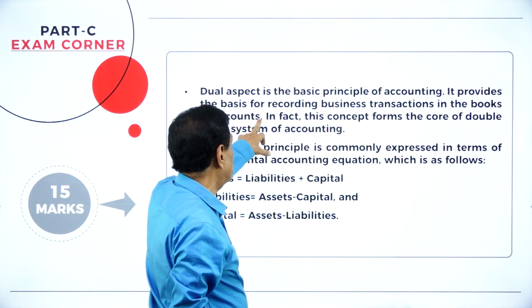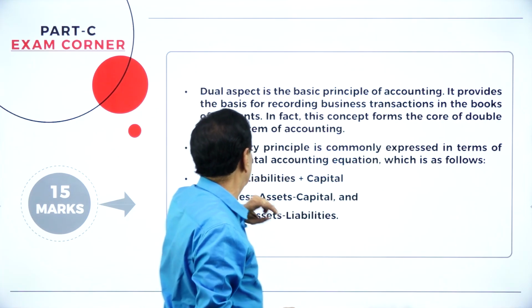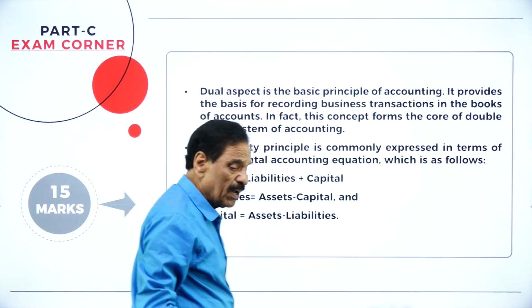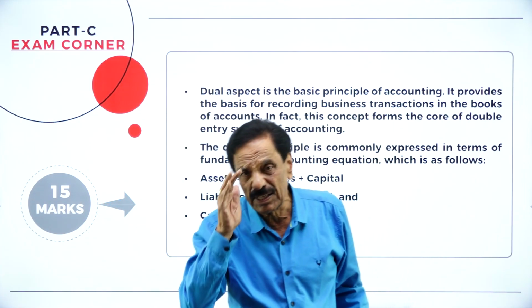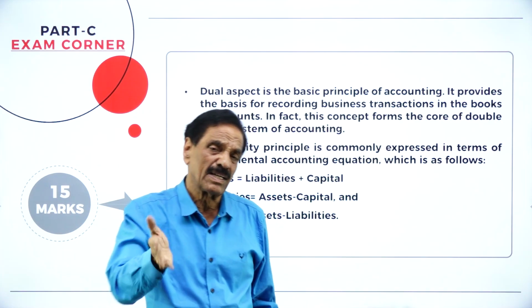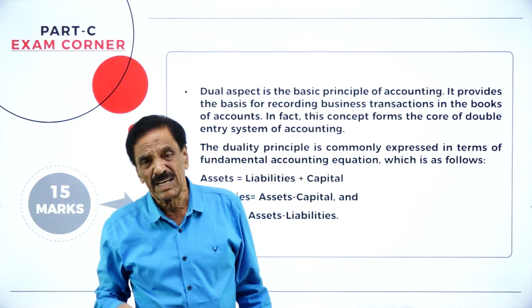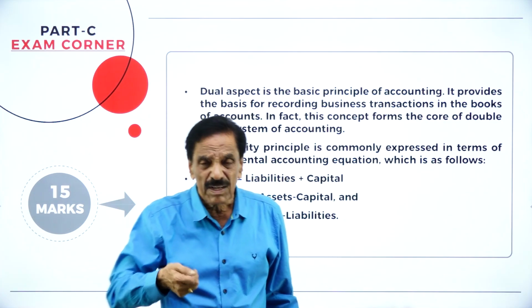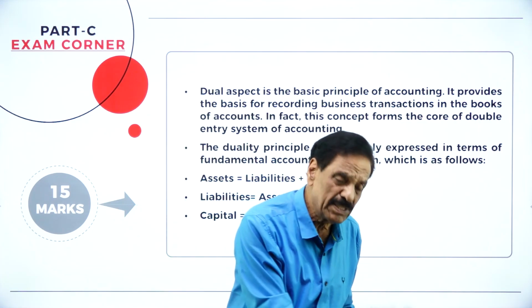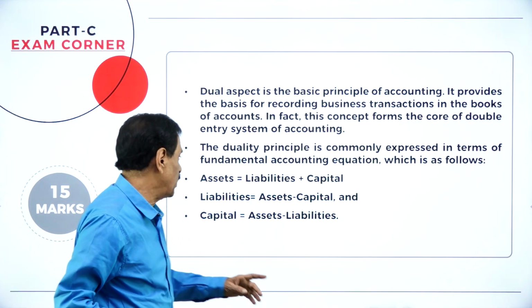It provides the basis for recording the business transactions in the books of account. In fact, this concept forms the double entry system. We follow the double entry system, which means we have certain principles: personal account, real account, and nominal account. Connected to a person is a personal account, connected to property is called a real account, connected to expenses is called a nominal account. According to these principles, we have to follow.